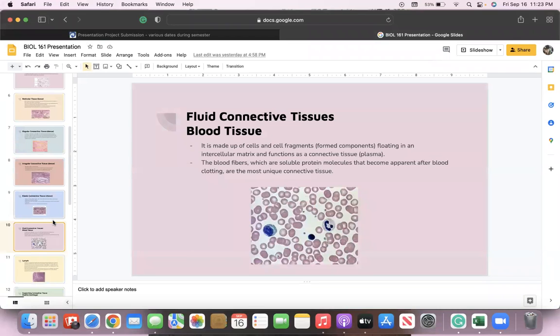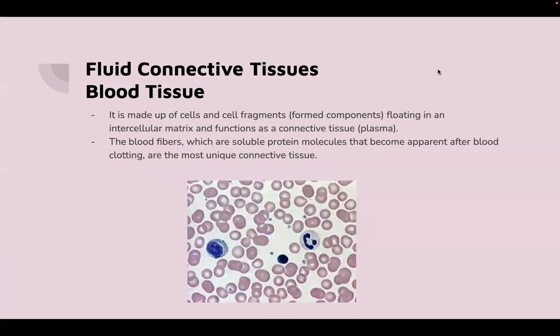So now this is the last, third classification of connective tissues, and it also has two subgroups, the blood and lymph. Blood tissue is comprised of formed elements and has a liquid ground substance called plasma. The formed elements include red and white blood cells and platelets. The plasma contains protein as well.